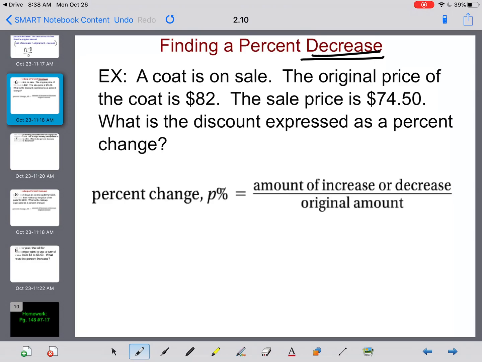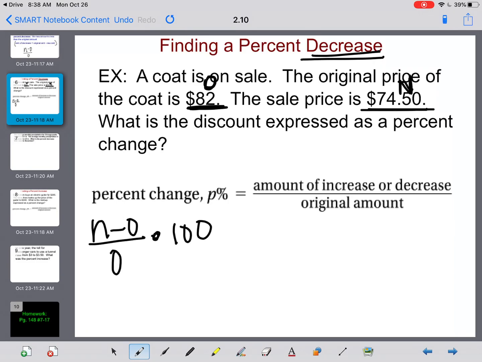Okay, finding a percent decrease. This tells us it's going to be going down. A coat is on sale. The original price of the coat is $82. That's the original, so that's our O. The sale price is $74.50. That is our new price. Once it went on sale, it changed to a new price. What is the discount expressed as a percent change?